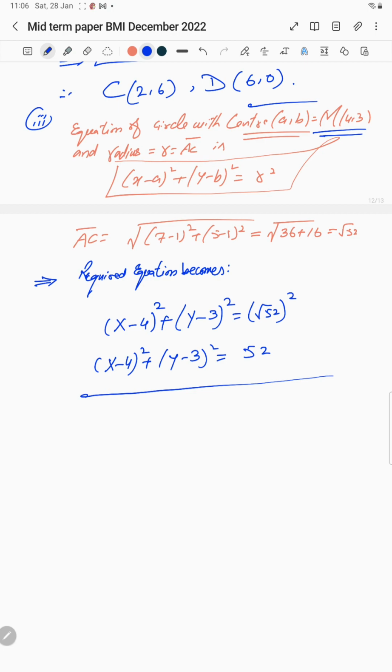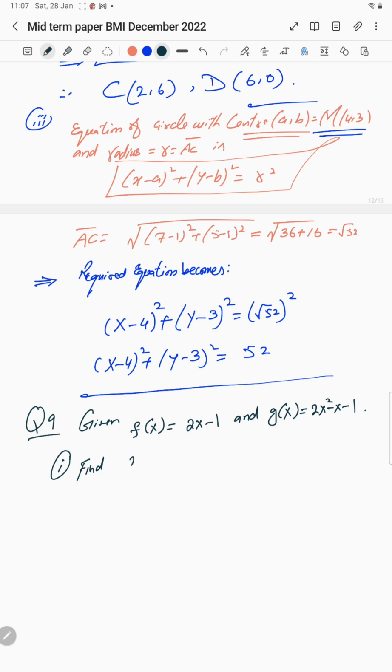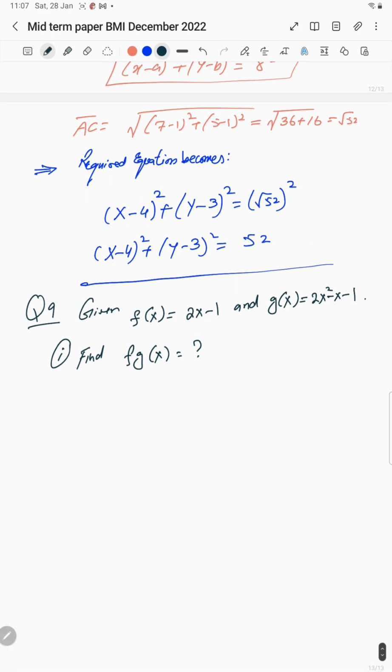Now the next question is about functions. Question number 9. You are given f of x equals 2x minus 1 and g of x equals 2x square minus x minus 1. We have to find the composition function fg of x. You know, fg of x simply, in routine practice, function g should be put in f.